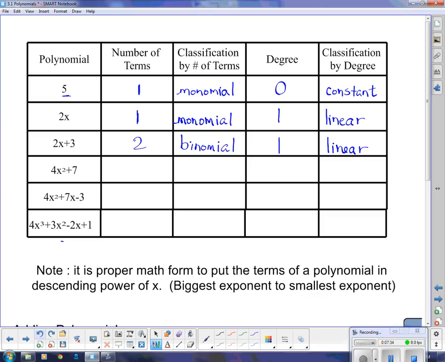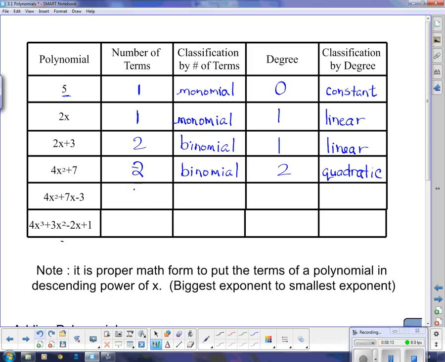Now, the next one, this term here has degree 2, and this term here has degree 0. So the biggest is degree 2. It does still have 2 terms, which makes it a binomial. But now that it's degree 2, I'm going to introduce you to a new word. We call it quadratic. Now, some people get a little confused here because quad usually means 4, but in this case, degree 2 is called quadratic.